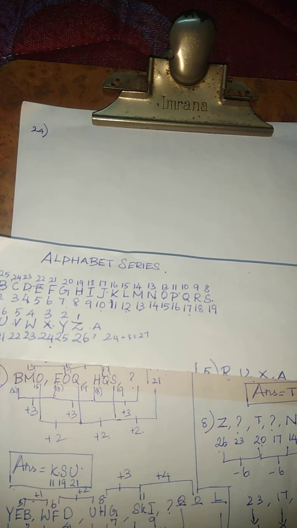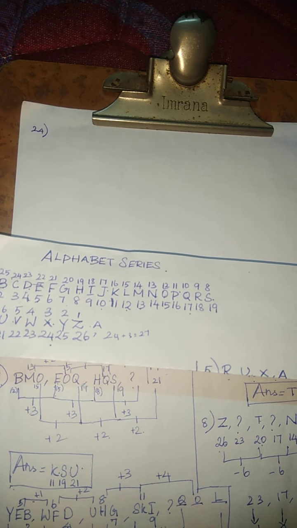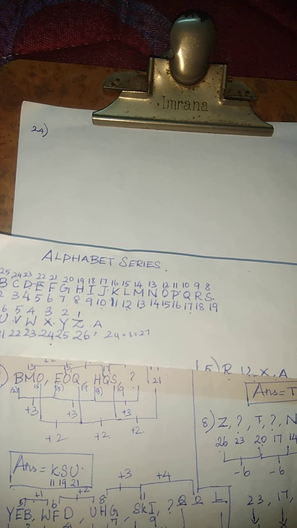Today we are going to discuss alphabet series. We saw up to the 23rd sum. Already we saw 23 sums, different kinds of sums, and different methods we used. Now we are moving to the 24th one.